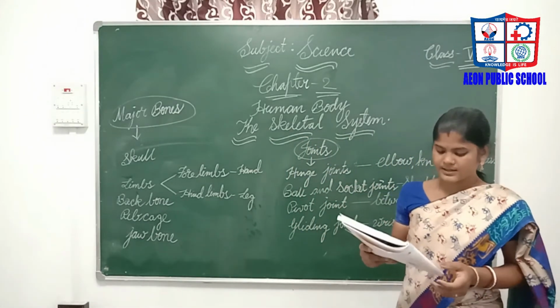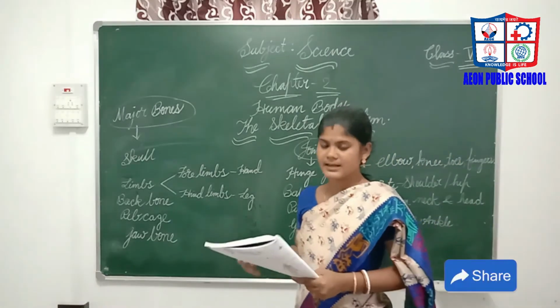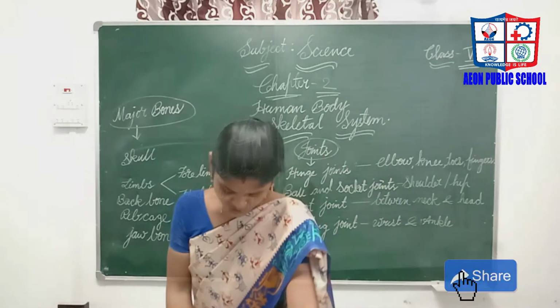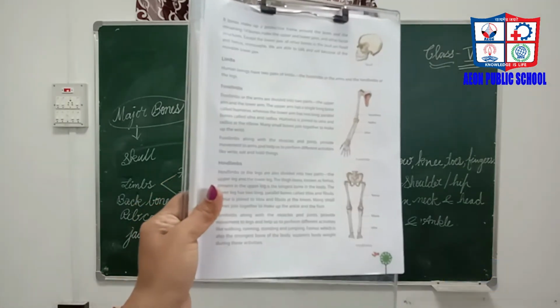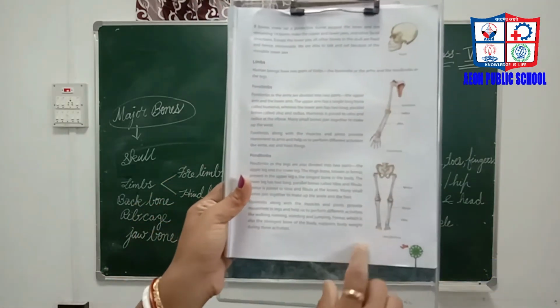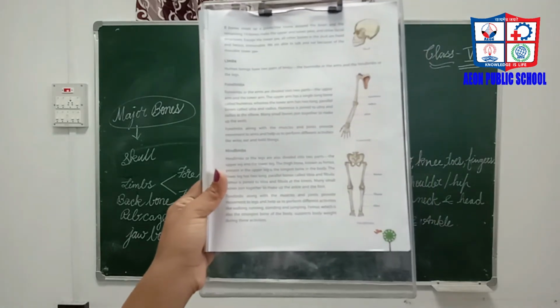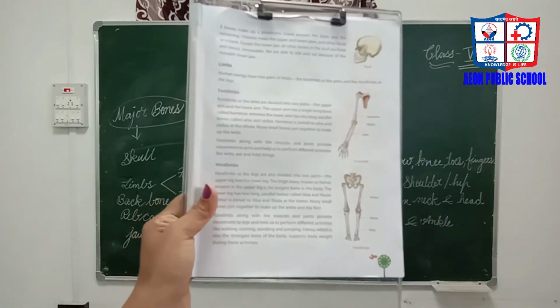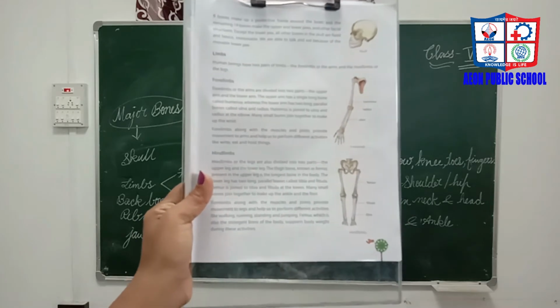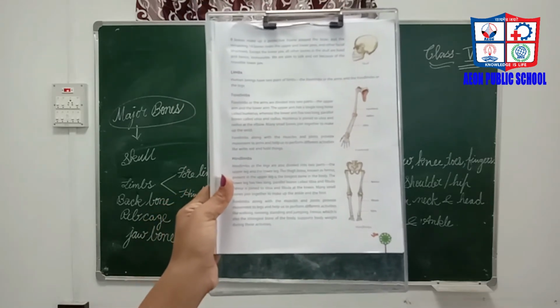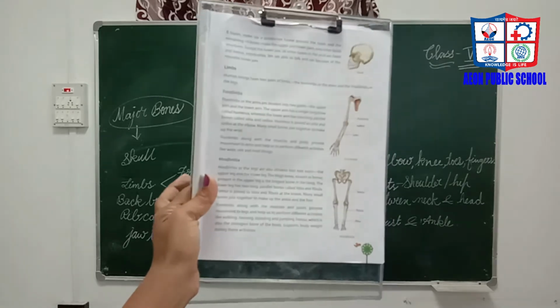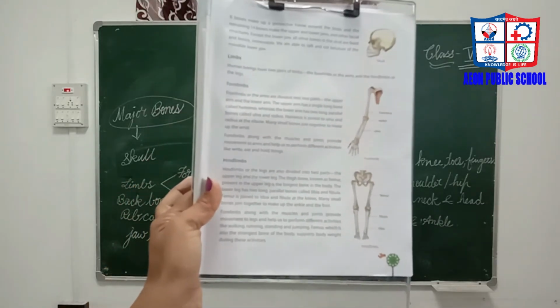Next part is hind limbs, that is, the legs. So see the picture here, hind limbs. Is it visible to you? Yeah. So this is hind limbs: femur, fibula and tibia. These are the parts we have in the hind limbs. Hind limbs are the limbs in the leg. Clear? This is the picture.